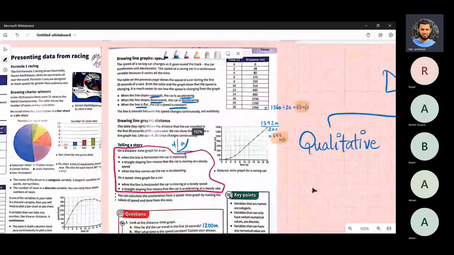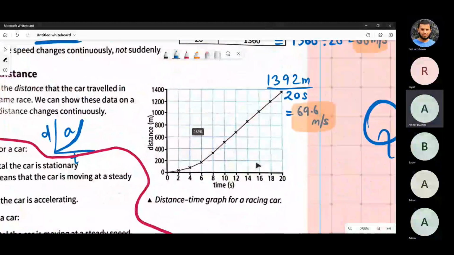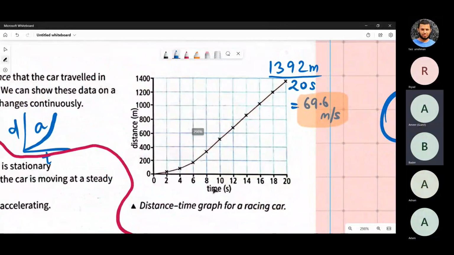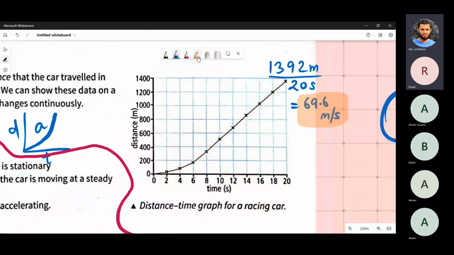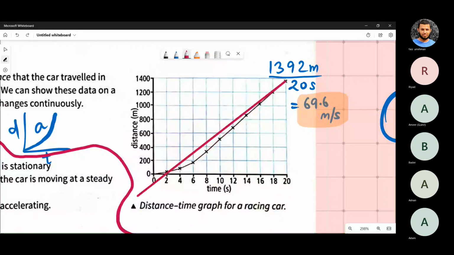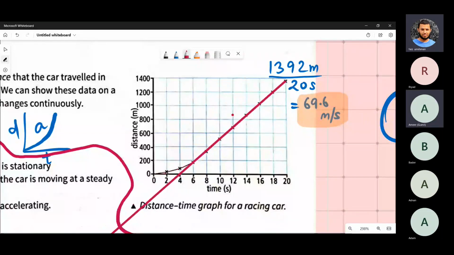After what time is the speed constant? 6 seconds. Let me start drawing a straight line backwards from the end. If I draw a straight line here, until where is the line straight now? You tell me. 6 seconds. So Amir's answer was correct.